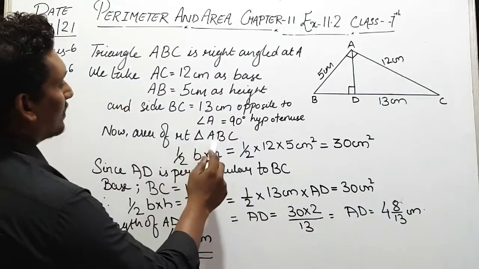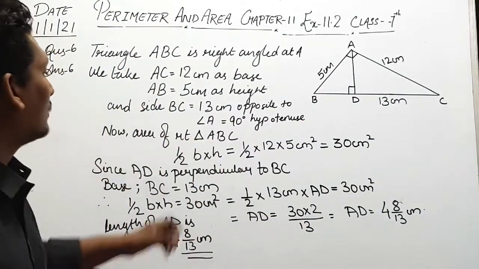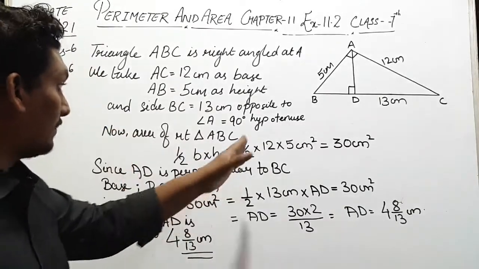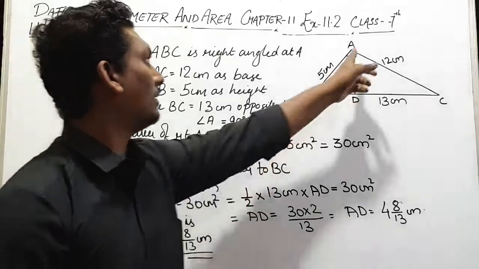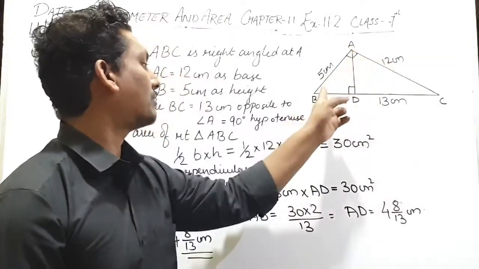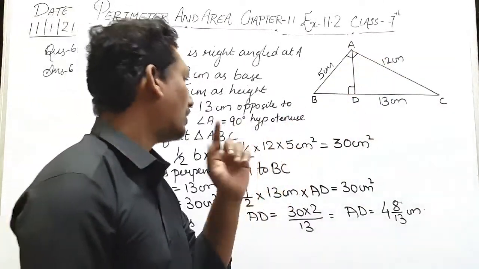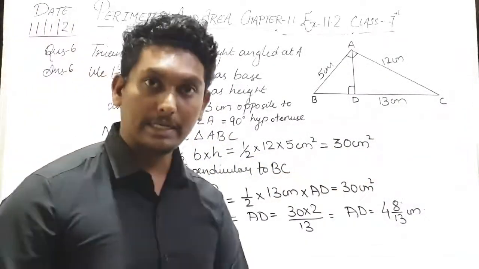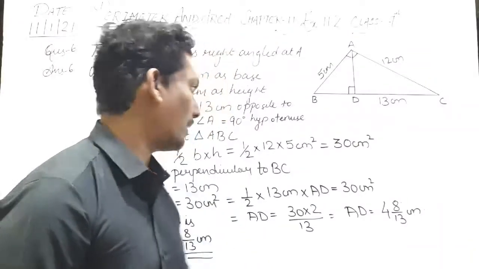Now come to area of right triangle ABC. So in right triangle ABC, the formula is half base into height, where base 12 centimeter and its corresponding height is 5 centimeter. So just multiply it, 6 5 is 30, you will get the area 30 centimeter square, okay.